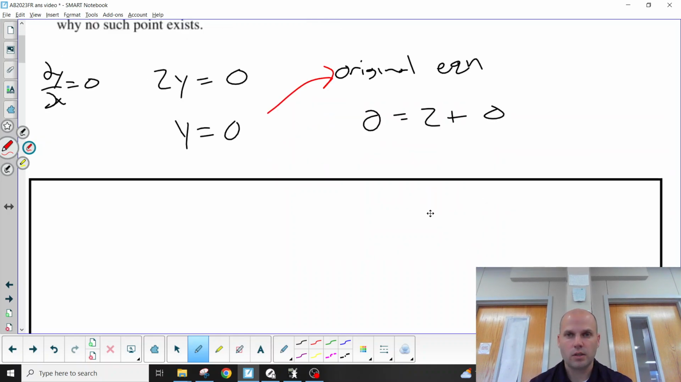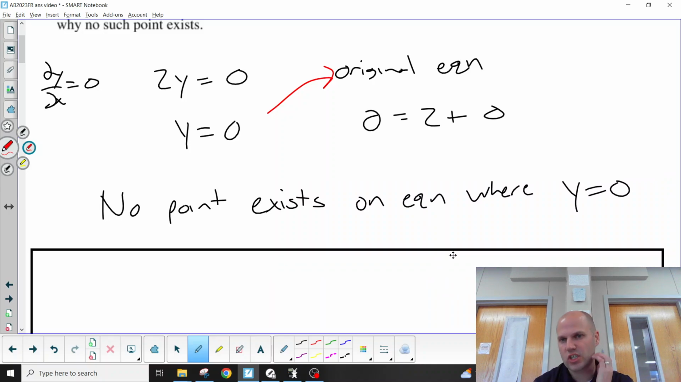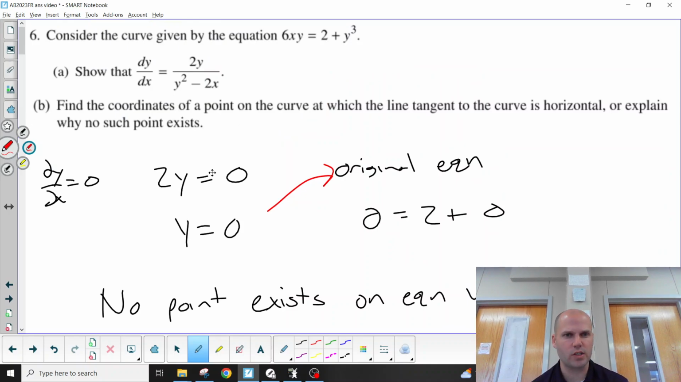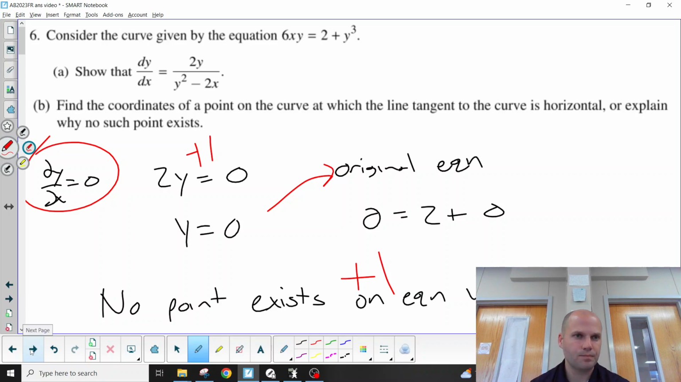Well, my friends, that can't happen. So no point exists where y equals 0. So it does not exist. Boom. That's probably worth 2 points: 1 point for setting your top equal to 0 or referencing your derivative equaling 0, and then 1 point for saying no point exists on the original equation.